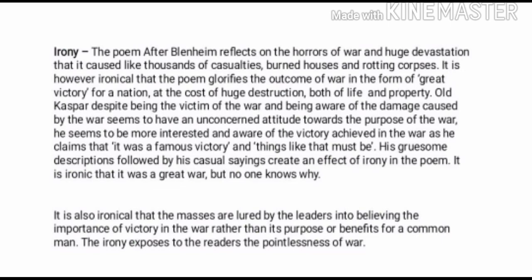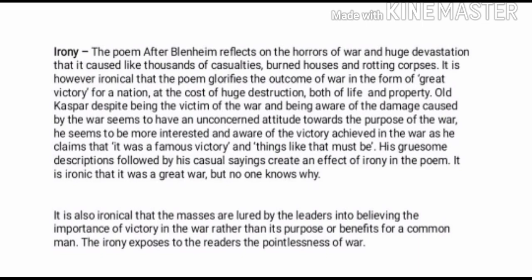Now talking about the irony of the poem, After Blenheim reflects on the horrors of war and the huge devastation that it caused, like thousands of casualties, burned houses, and rotting corpses. It is, however, ironical that the poem glorifies the outcome of war in the form of a great victory for a nation, but at the cost of huge destruction both of life and property.